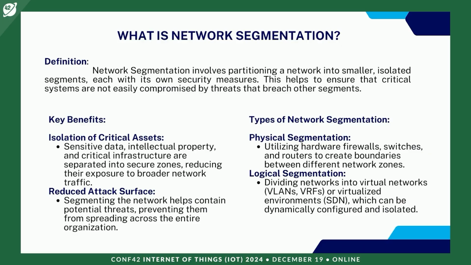So it isolates the critical assets. The sensitive data, your intellectual property, and critical infrastructure are separated into secure zones, reducing their exposure to broader network traffic. It also reduces the attack surface. Segmenting the network helps contain potential threats and prevents them from spreading across the entire organization.